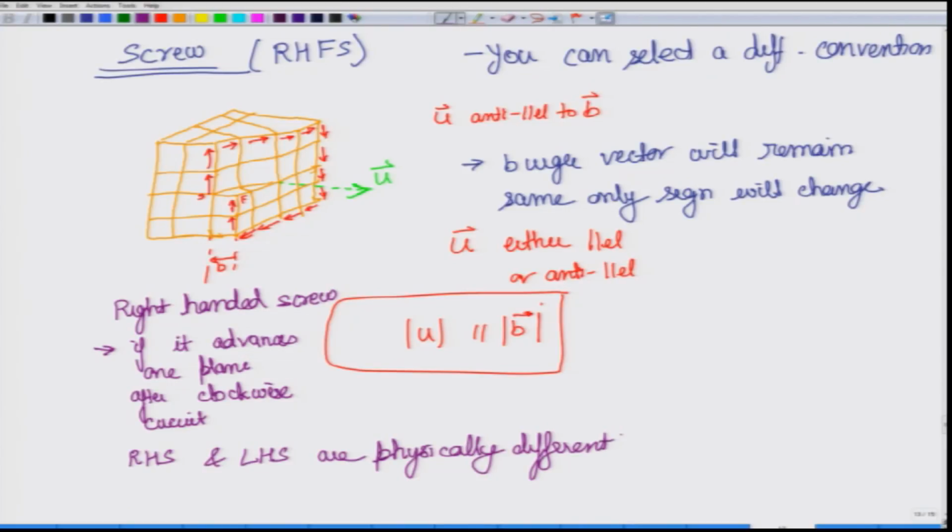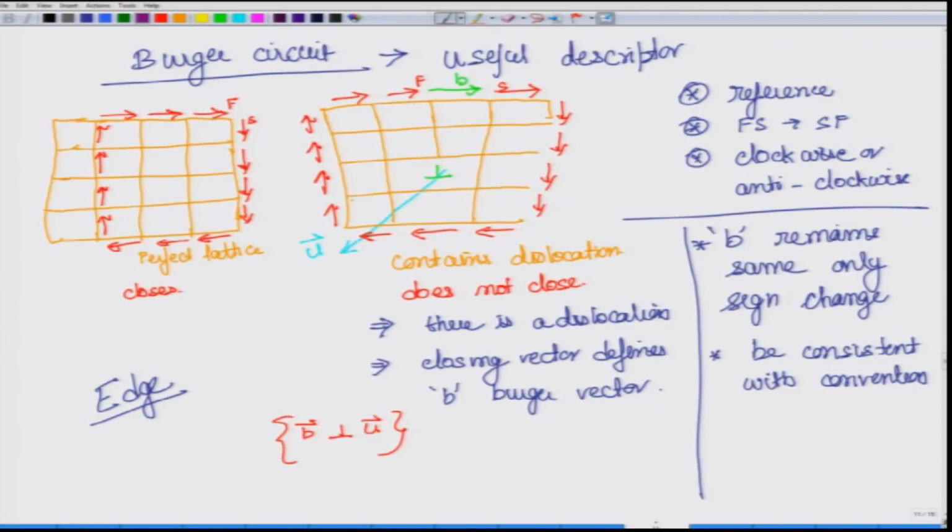Now that I have described this, I will have to go back and talk about positive and negative edge dislocation. If this is a positive edge dislocation, how will a negative edge dislocation look like? Just this. What it would mean is that you are just rotating the crystal upside down. So, positive and negative edge dislocations are not physically different.